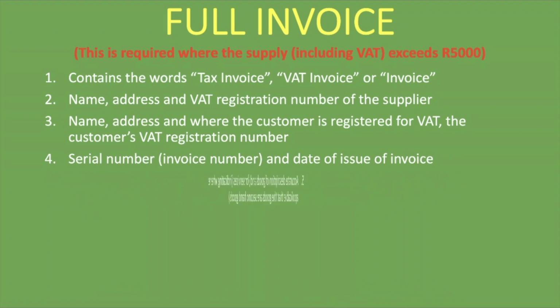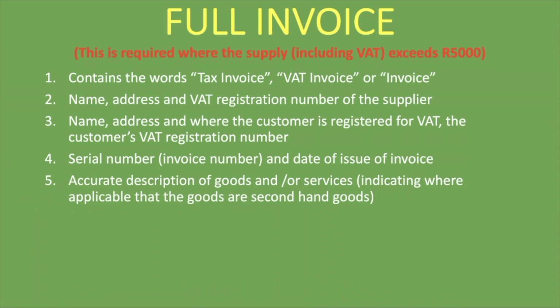The fifth one here is it must have an accurate description of goods and or services, indicating where applicable that the goods are second-hand goods. Very important. If the goods are second-hand goods, it must be indicated, but it must also have a description of the goods or services that were supplied.